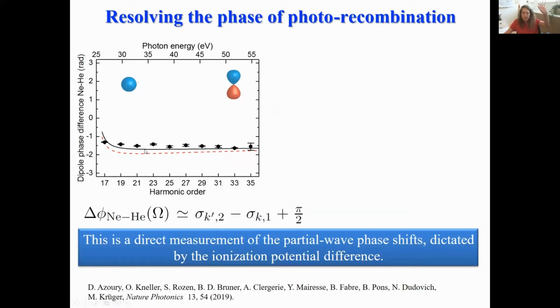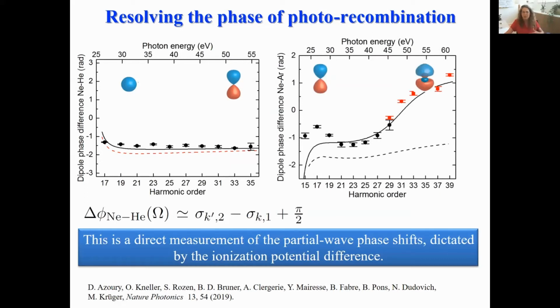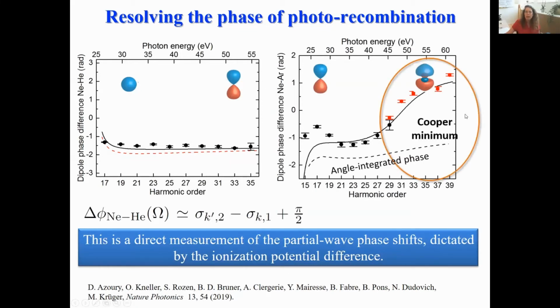However, there is a significant phase shift here, which is directly associated with the different symmetry of the two different wave functions. But once we go to slightly more complex systems, such as argon, although it's not really complex, we see that the phase changes much more rapidly. For example, in this spectral regime, we can observe the well-known signature of the Cooper minimum of argon.